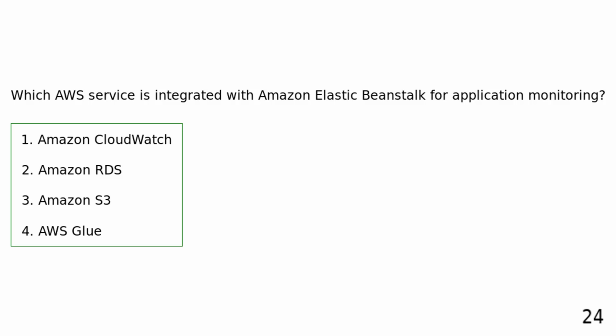Which AWS service is integrated with Amazon Elastic Beanstalk for application monitoring? Amazon CloudWatch. Amazon RDS. Amazon S3. AWS Glue. Elastic Beanstalk integrates with Amazon CloudWatch to provide monitoring and logging for your applications.